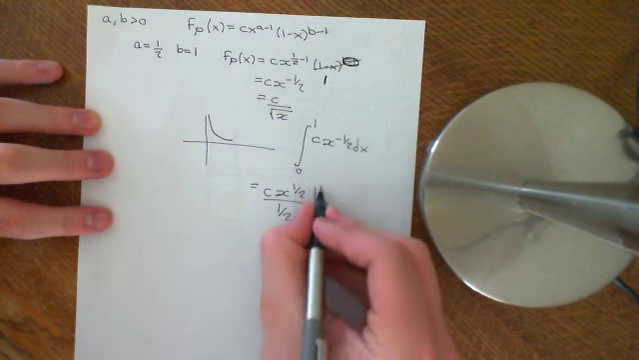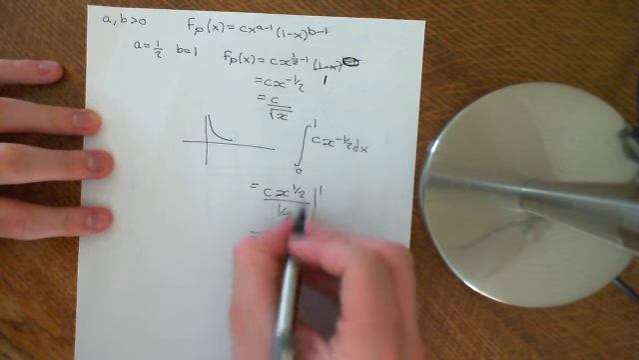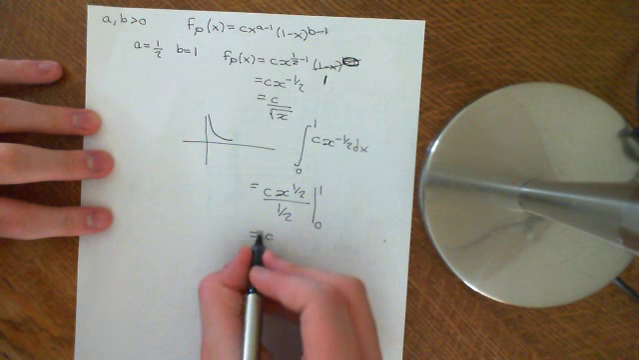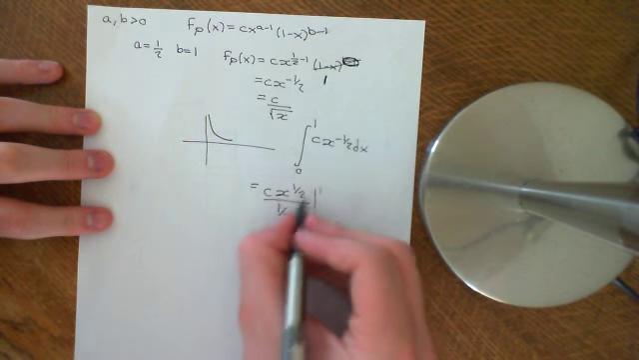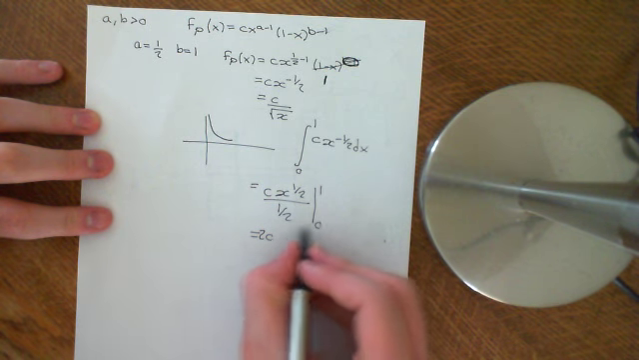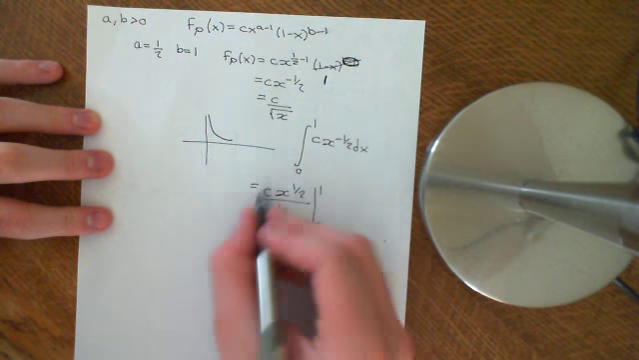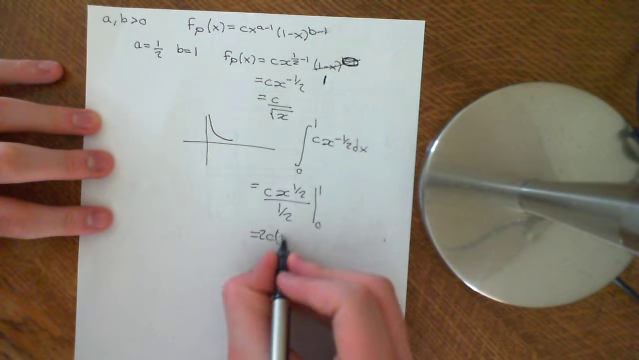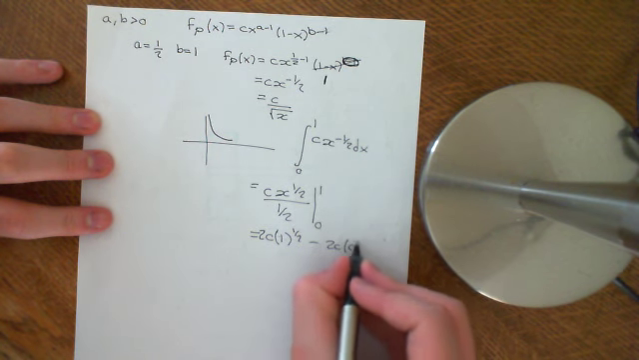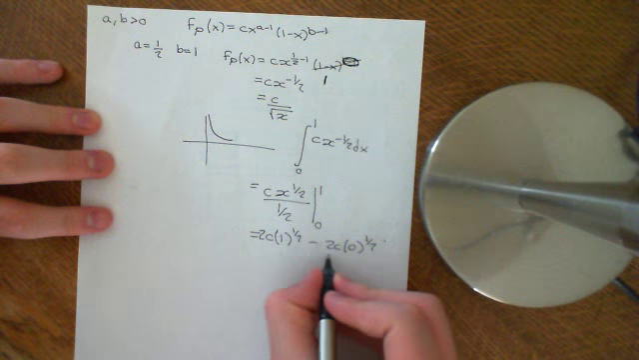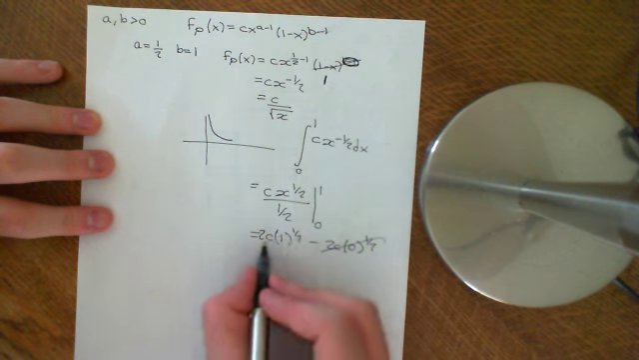And then we're evaluating that between 0 and 1. Now, if we evaluate this at 1, we get c times 2, because dividing by a half is the same as multiplying by 2. And then sticking 1 there, you'll get 1. Then subtracting off the 0 bit, so I'll put in the 1 to the power of a half there, minus 2c times 0 to the power of a half.